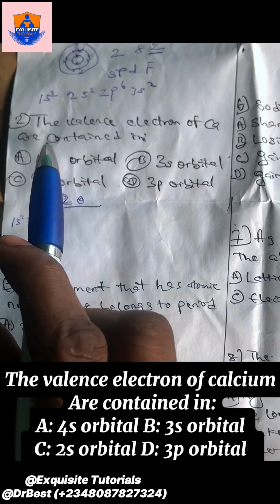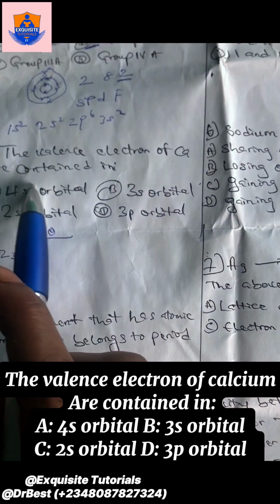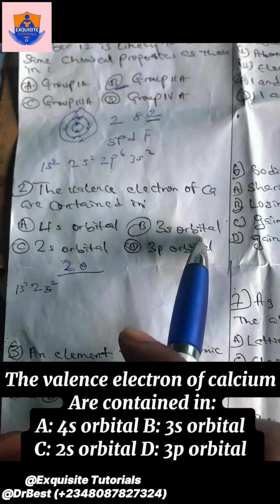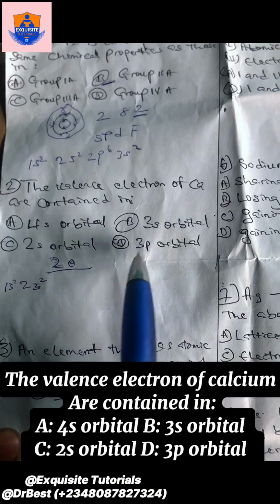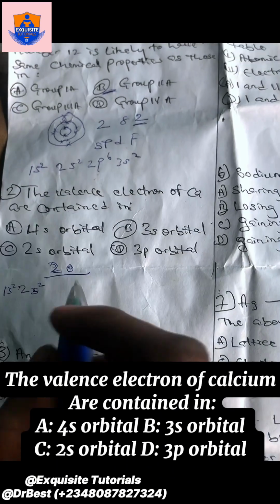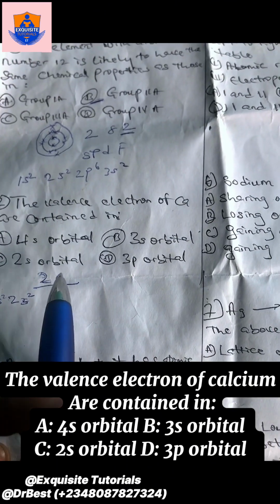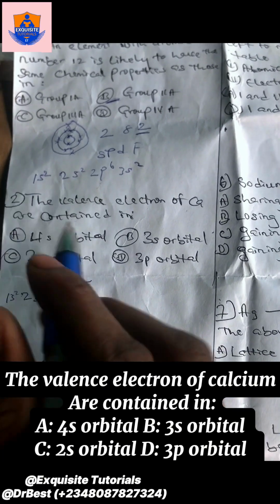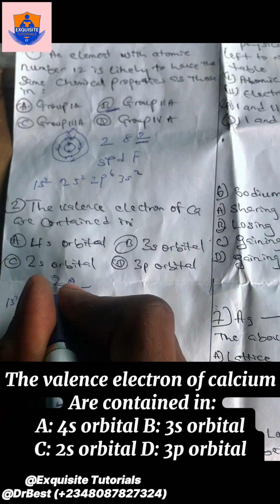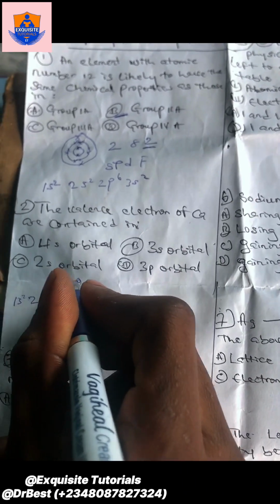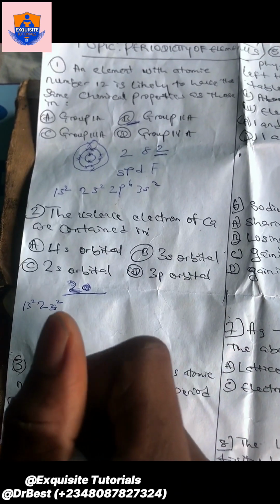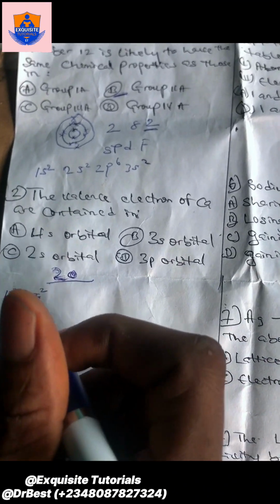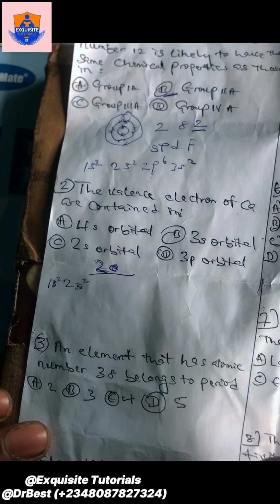Okay, here's question 2. Question 2 says the valence electron of calcium are contained in A, 4s orbital, B, 3s orbital, C, 2s orbital, and D, 3p orbital. Now, to answer this, you just need to understand how to write electronic configuration. Calcium is number 20 in your periodic table, so you are just going to write out an electronic configuration that has 20 electrons.